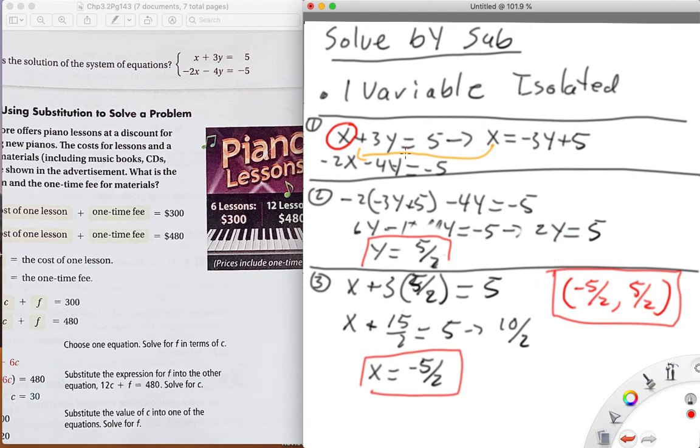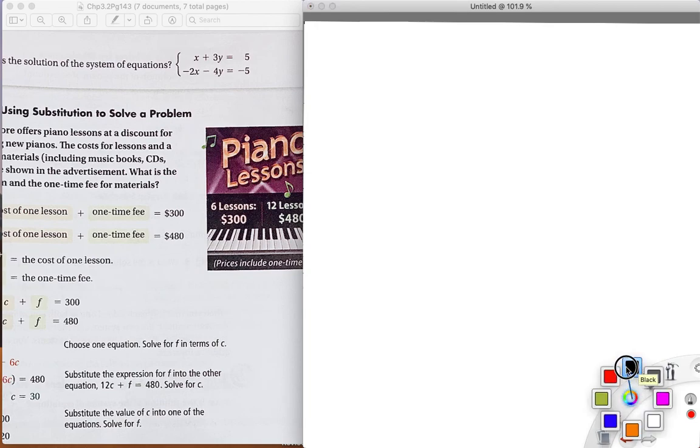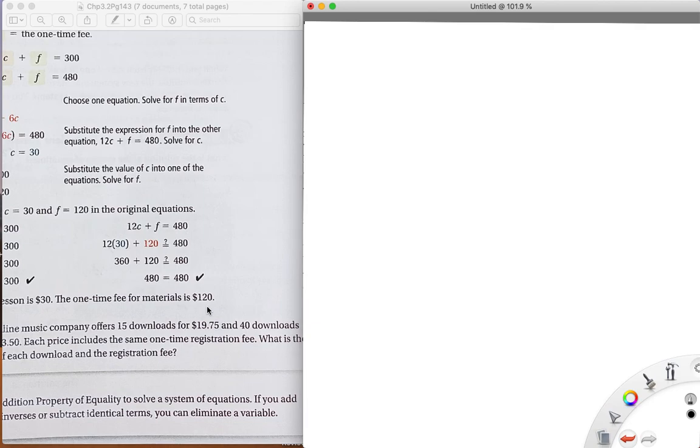Alright, so we substituted. We found a situation where the variable is by itself. I solved for that variable and I substituted that solution into the other equation to find what the other variable is. The reason we do this is because we can't solve for two variables at the same time. We have to solve for one variable at a time. So we either have to turn all the variables into x's or all the variables into y's. And since we have two unknowns, we need two separate equations.